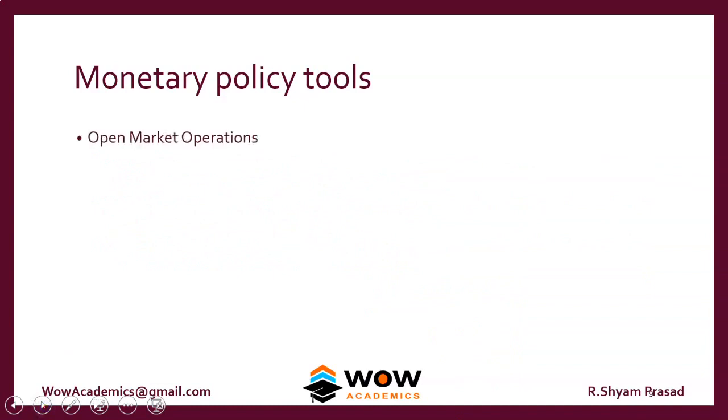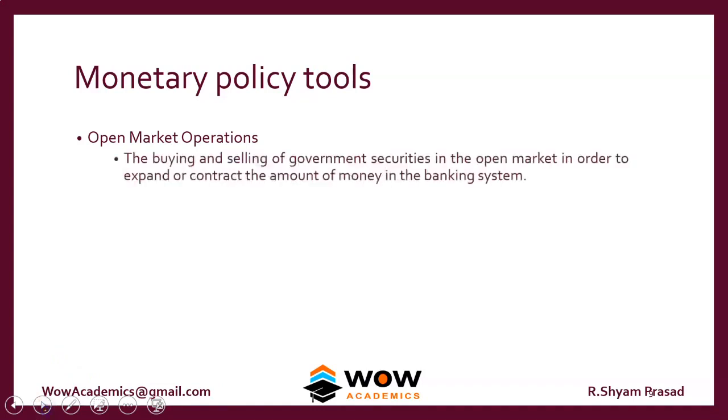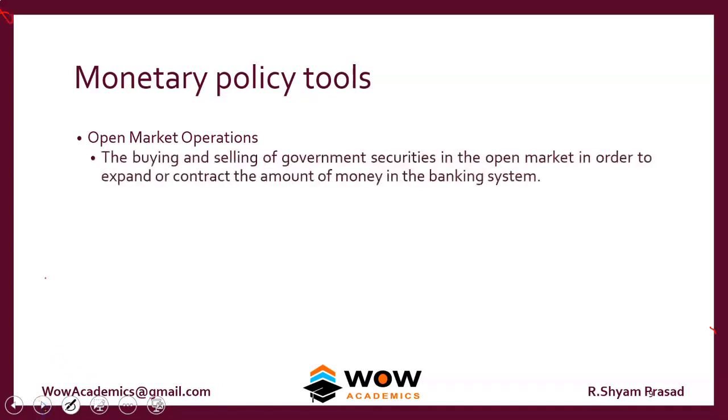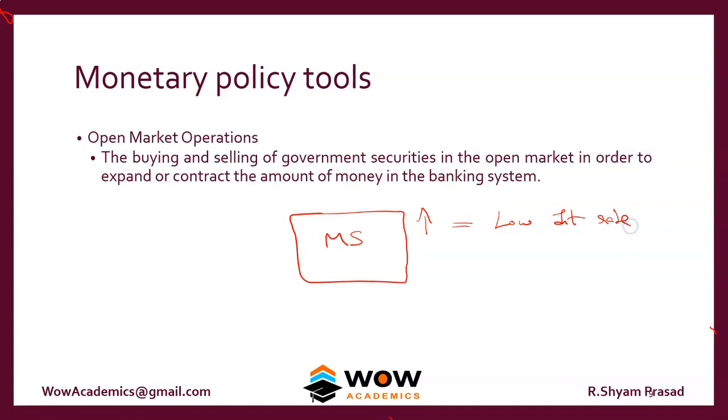The second tool that the central bank has is open market operations. So we'll discuss what open market operations are. Open market operation is the controlling of the money supply in a country. If there is a high amount of money supply, that will lead to lower interest rate. And if the money supply is low, then that will lead to high interest rate. So by controlling the money supply, the interest rate is controlled. In countries like the US, they don't control the interest rate directly, but they try to control the money supply.